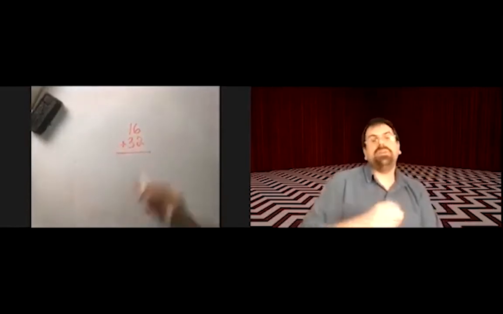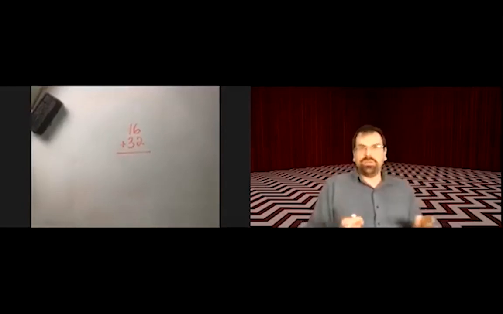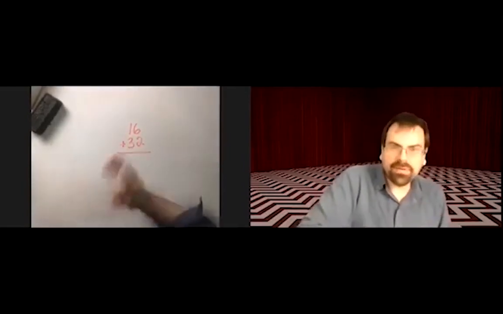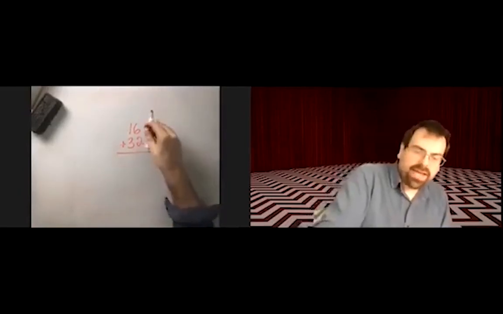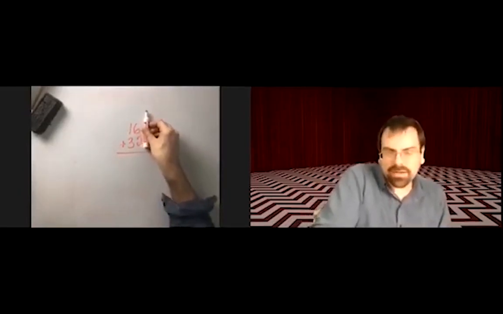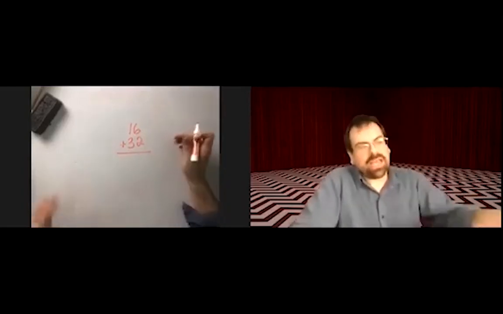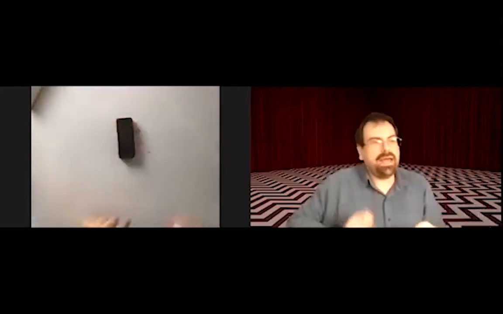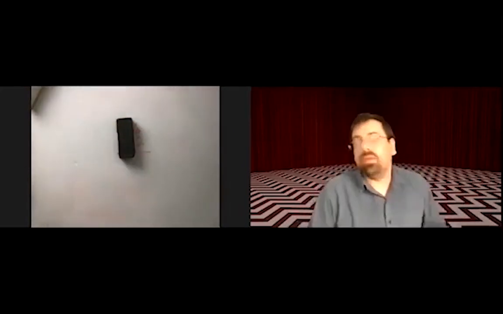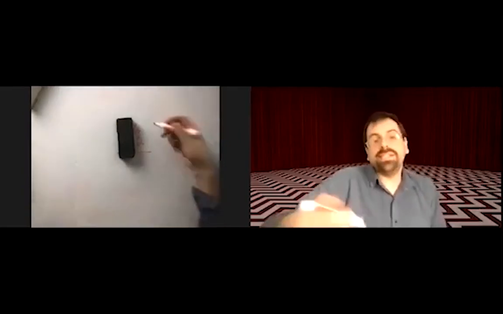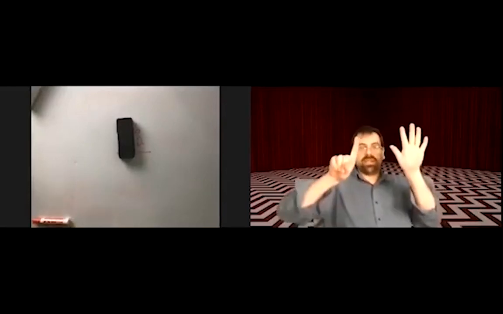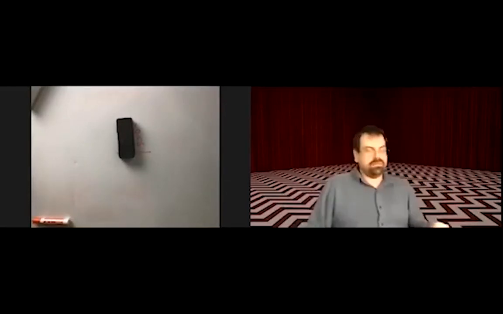We have 16 plus 32. Our rules for doing addition by hand, because there are no calculators allowed in this class, is that we line up the numbers so that they all end in the same spot. And then we look at one column at a time, starting all the way on the right. What's 6 plus 2? Do it on your fingers if you have to. 6 plus 2, 7, 8.